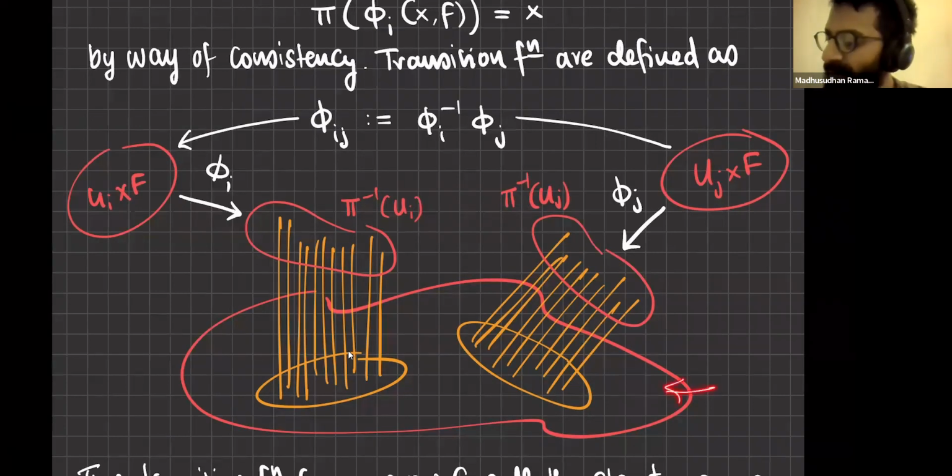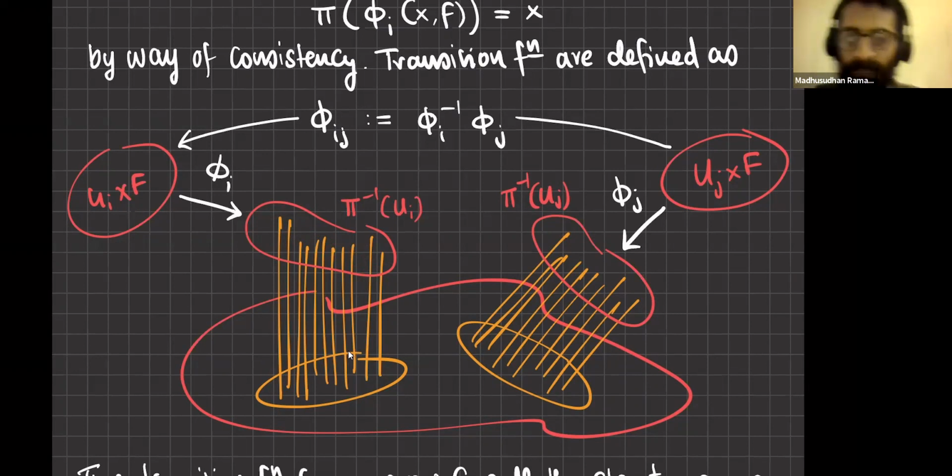Here we have a base manifold M. And these guys over here are small coordinate patches. Let's say this is Uj, this is Ui. So when I write pi inverse Ui, what I mean is the pre-image of Ui under the projection map. So this set over here is the set of all points that under the projection fall down here inside Ui. And same with pi inverse Uj.